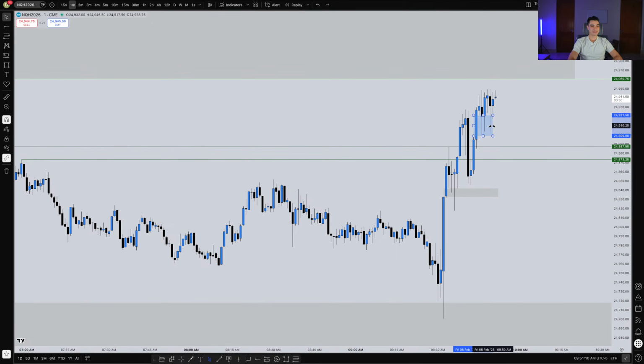All right, so this gap here is still supporting price. I'm not a big fan of how they came into it once, twice, and then a third time here. So a little sloppy for my liking, but it doesn't change anything here. Buy side still in the crosshairs.